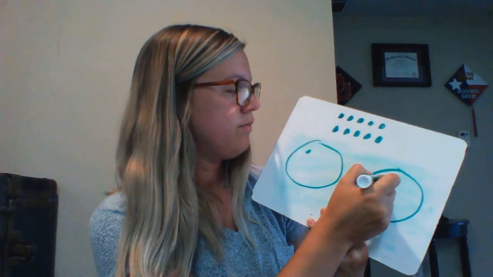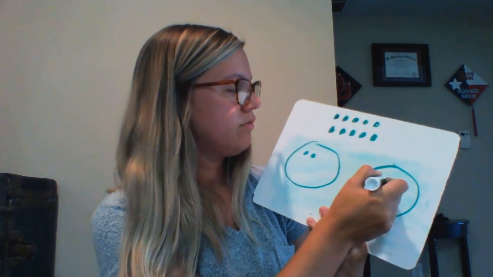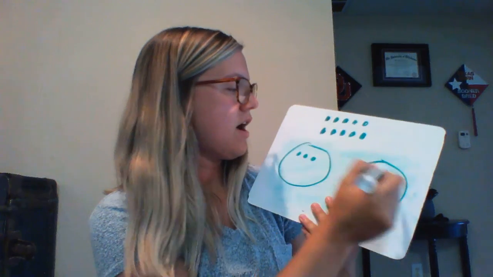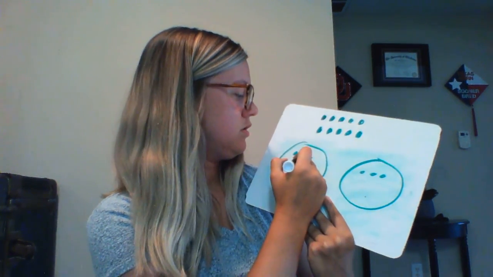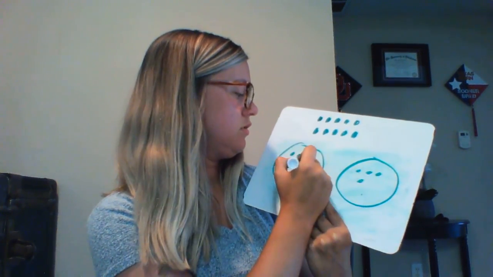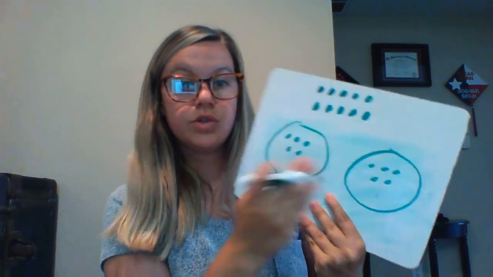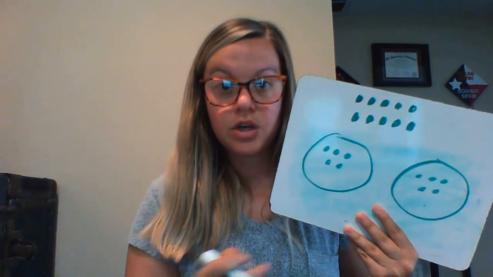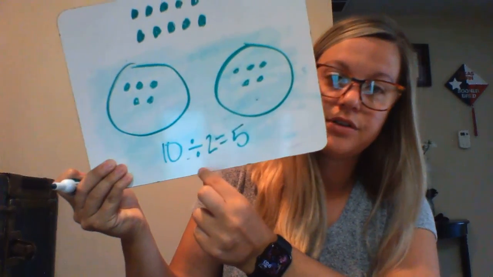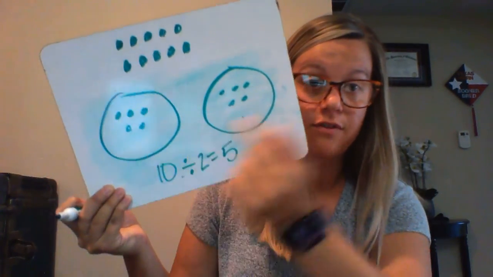1, 2, 3, 4, 5, 6, 7, 8, 9, 10. So I know I have 10 between the two groups. Now I would write this as a number sentence. I started with 10, I divided, split into two groups, and I ended up with 5 dots in each one of those groups. So then we tell the kids that we had 10 total, divided by 2, and we ended up with 5 in each group.